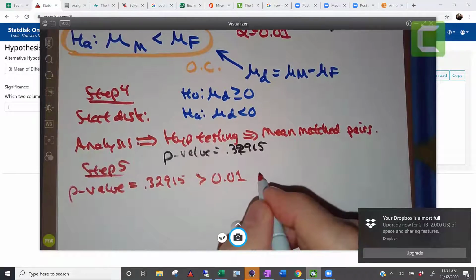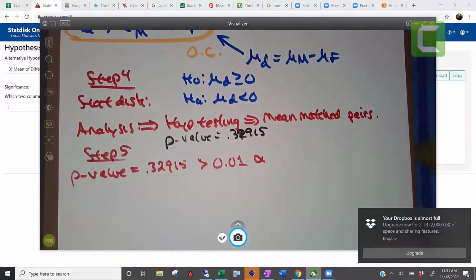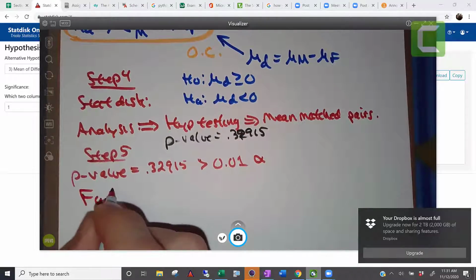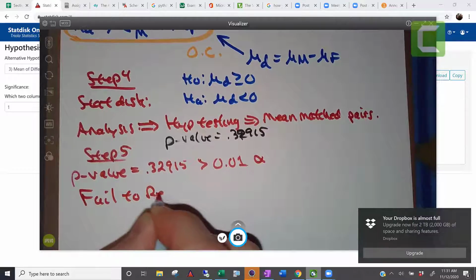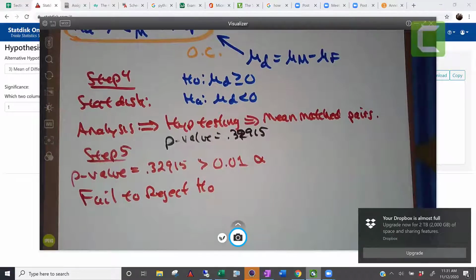What's that say about our null hypothesis? Do we reject or fail to reject? Fail to reject. Yeah. Fail to reject. And I'd be happiest if you said H naught, because sometimes people fail to reject the alternative hypothesis or the null hypothesis. I want to make sure you know which one you're failing to reject. Cool.